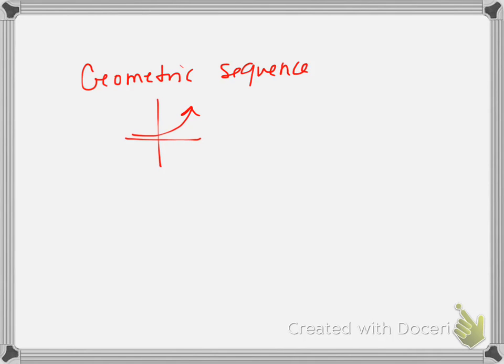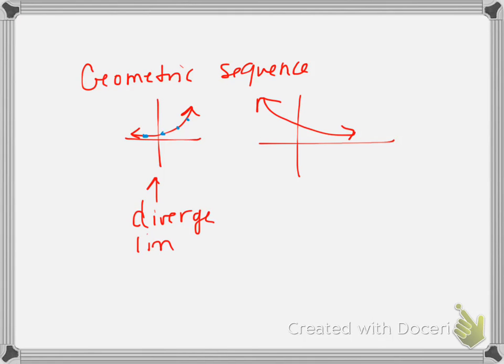Now, geometric sequences, there's a couple cases here. I told you earlier that a geometric sequence was an exponential function. So geometric sequences, if I connected the points, because really they're just points, the sequence is. But if I connect them, I get exponential and they look kind of like this. Well, this one diverges because if you look at it, the limit as n approaches infinity is infinity. This one over here converges because the limit as n approaches infinity is 0.